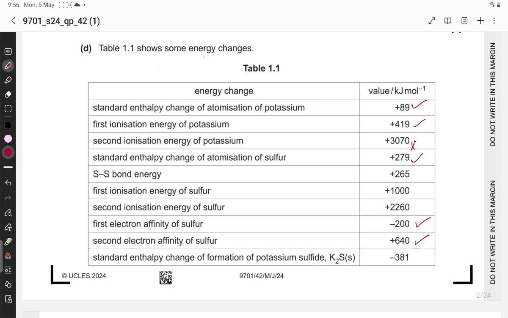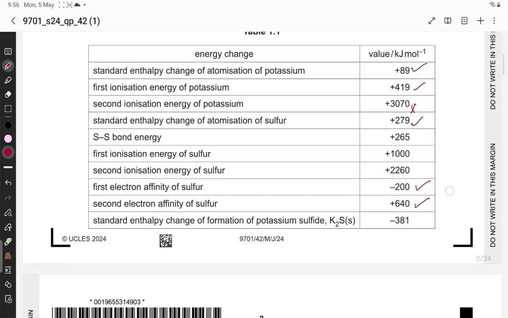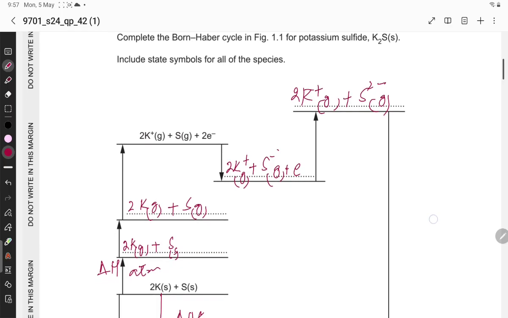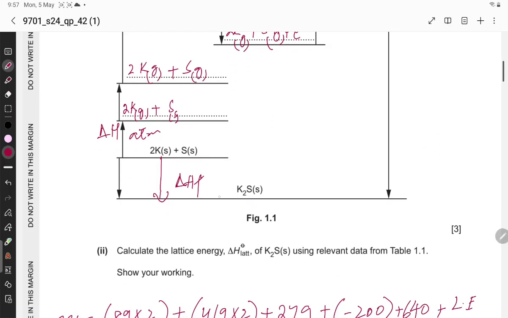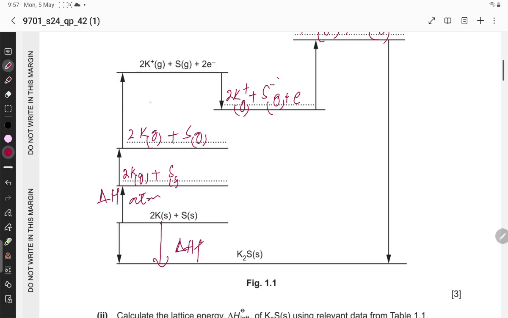D part, table 1.1 shows some energy changes. So this is the data given, and the question is, Born-Haber cycle can be used to determine the lattice energies of ionic compounds. Complete the Born-Haber cycle in figure 1.1 for potassium sulfide. Include state symbols for all the species. This is enthalpy change of formation, 2K solid, and this is 2K gaseous, enthalpy change of atomization, and this is enthalpy change of ionization, and this is also enthalpy change of atomization of sulfur.